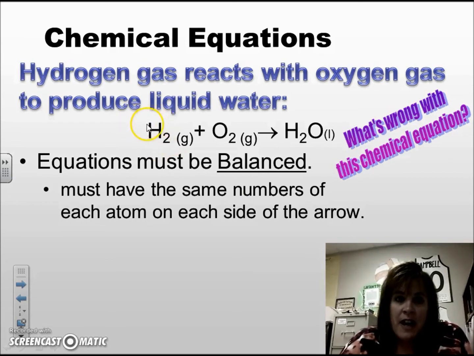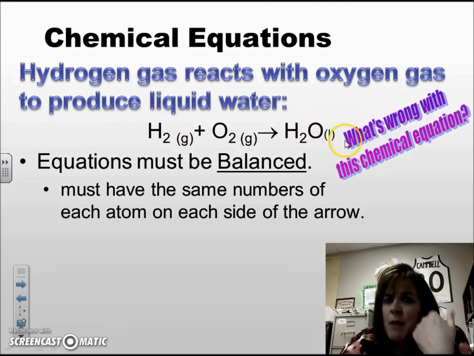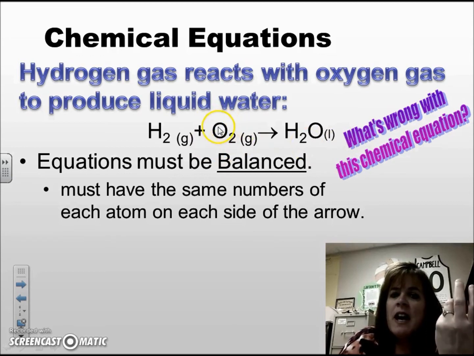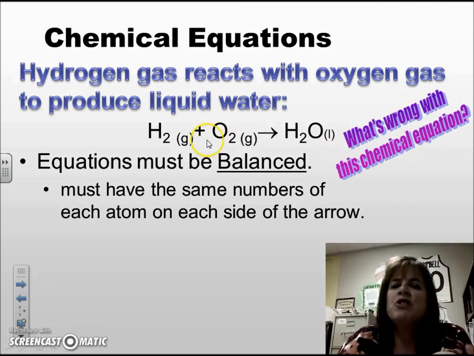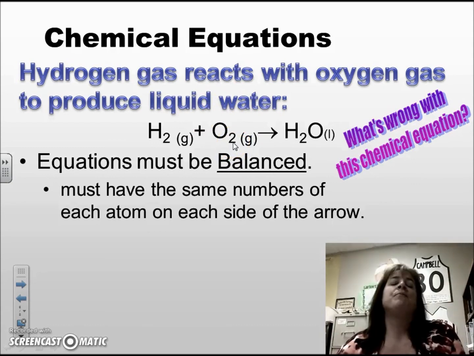So if I look here, I have 2 hydrogens on the left side, and I have 2 hydrogens on the right side. So hydrogen's good. But look at my oxygen. Here I have 2 oxygens, and here I only have 1. Not good. And now you may be thinking, but you know what? Well, let's just write 1 oxygen here. But you can't do that because oxygen's never by itself.